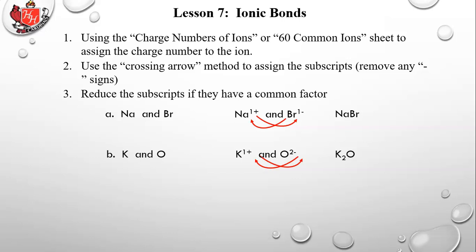So again, potassium K has a +1 charge. If you have two of them, you have a 2+ charge. A single oxygen has a 2- charge, so 2+, 2- balance out. They're electrically neutral.